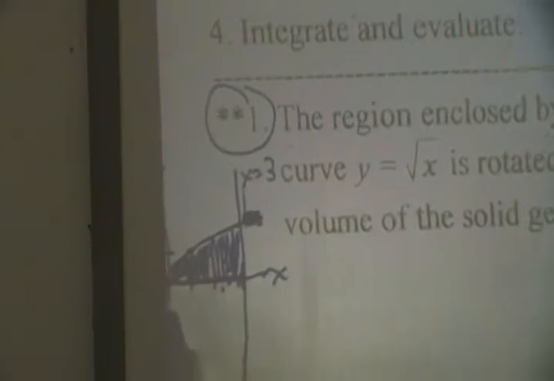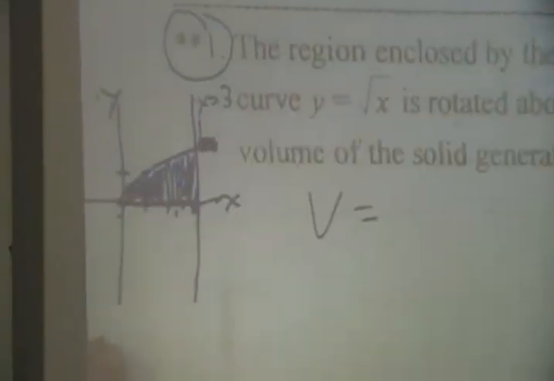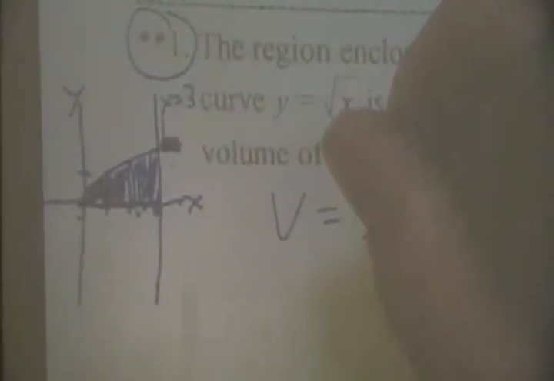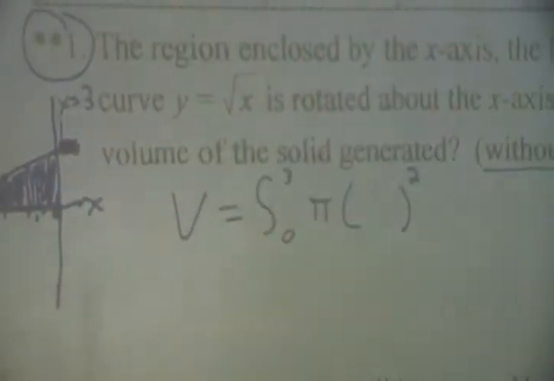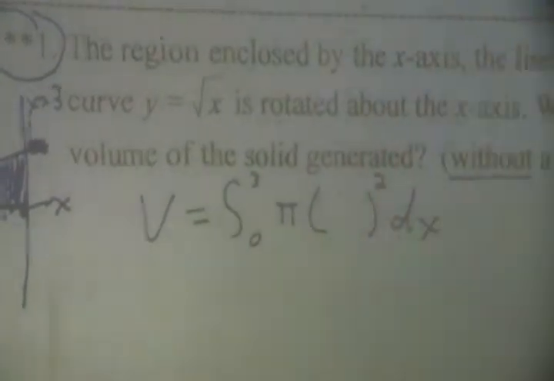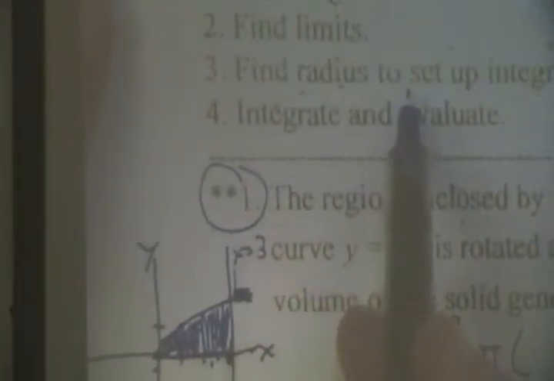All right, so we've drawn our region, and now we need to find our limits, and we know our limits. This will be from 0 to 3, won't it? So far, so good. Okay, so let's start with our integral. Volume equals the integral from 0 to 3 of pi r squared. Let's hold off for a second. We're going to find that radius, and we know this is dx.